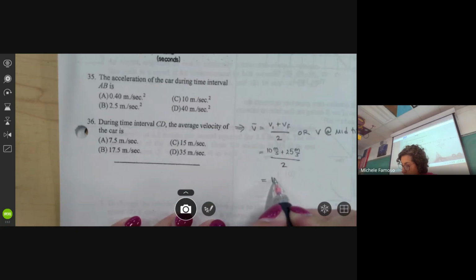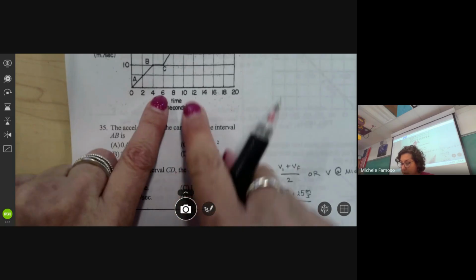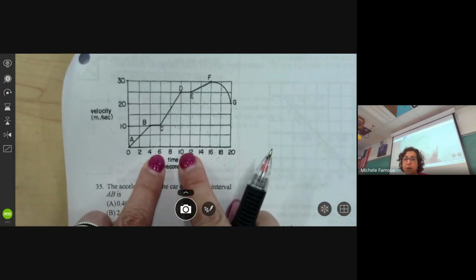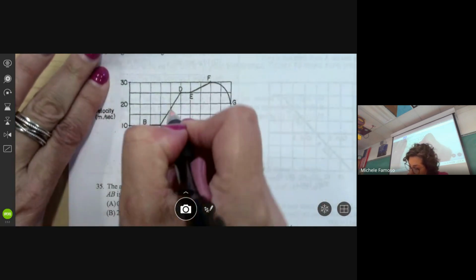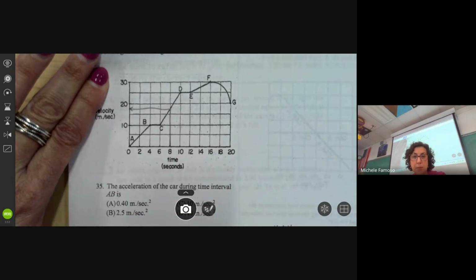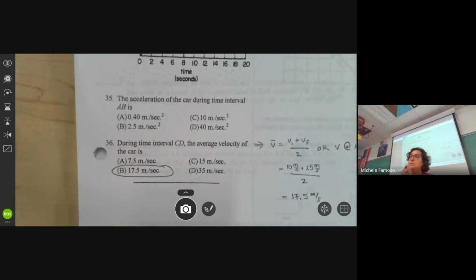So that gives me 17.5 meters per second. Okay, if I do it at the middle time, C starts at 6, D is at 10. What's the middle value? 8. So I would go up and over, and that number right there is the average velocity. So that's 17.5, which is choice B.